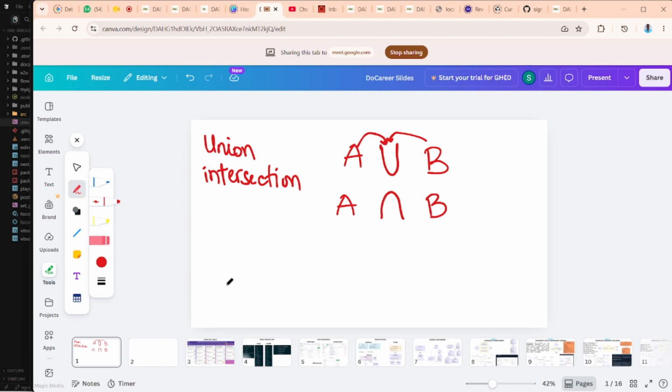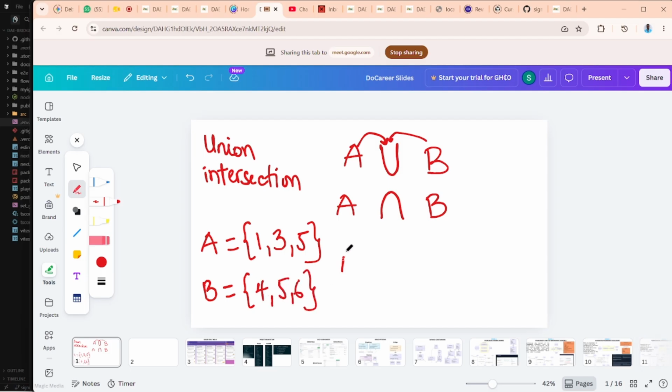So let's use an example. Let's say A is this set: 1, 3, and 5. Then we have B, which is 4, 5, and 6. And we are asked to find the union. So when I see the U, because sometimes they confuse me, I mean that's a drinking cup. So everyone should pour their tea inside.